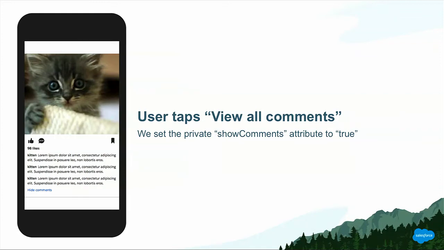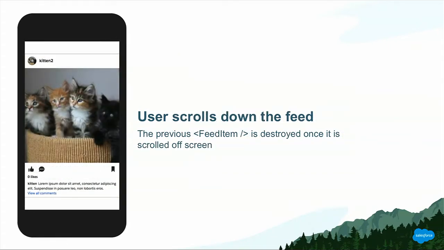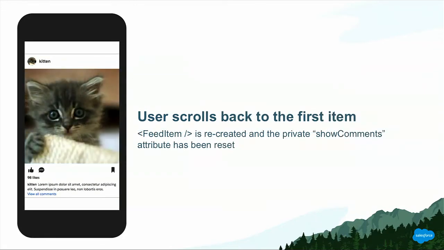The user's going to load up Instacat, and they're going to tap show comments on that first item, and they're going to see the full list of comments. But then they're going to scroll down the feed, and the previous feed item is going to be destroyed once it's off screen. So when the user scrolls back up and they get back to that first item, the feed item is recreated, but the private show comments attribute has been reset. And why that's happening is because the state is being managed currently in the individual component, and when it's destroyed and recreated, that state is also lost and it's reset.